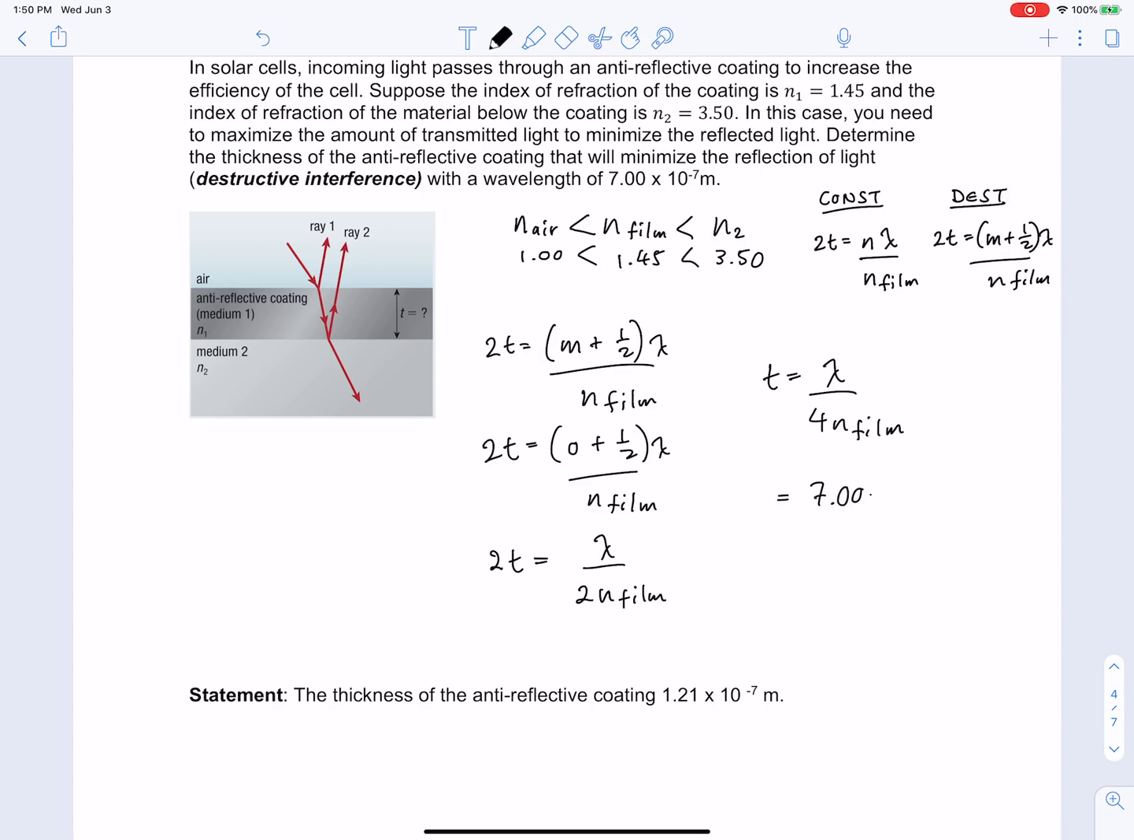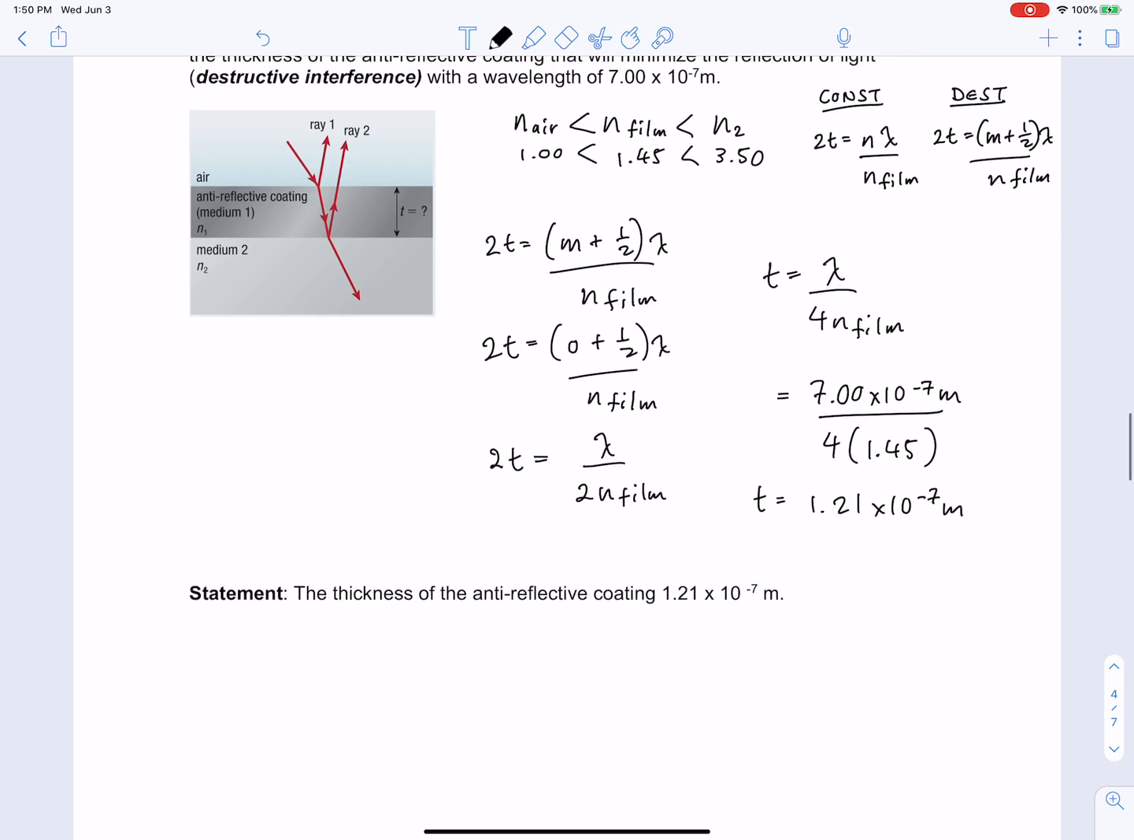So we can sub these values in. We have a wavelength of 7 times 10 to the power of negative 7 meters over 4 times the index of refraction for the film, which is 1.45. Punch this into our calculator and we end up with 1.21 times 10 to the power of negative 7 meters. Therefore, the thickness of the anti-reflective coating is 1.21 times 10 to the power of negative 7 meters.